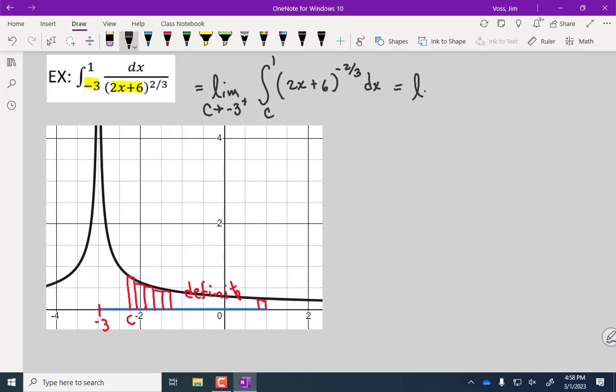And what technique of integration are we going to use here? Power rule, and there's going to be a little reverse chain rule. Power rule and RCR. So we're going to get (2x+6) raised to the 1/3. Dividing by 1/3 is multiplying by 3. So that's the power rule part. And then the RCR part, we are going to divide by 2. Divide by 2. You guys are flying. And then our limits of integration are c to 1.